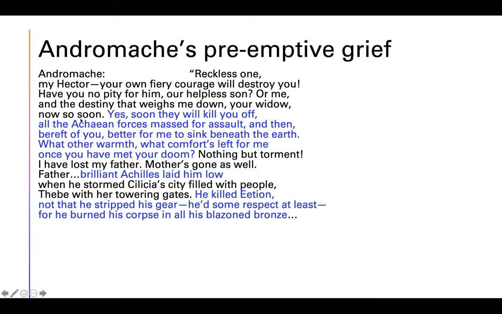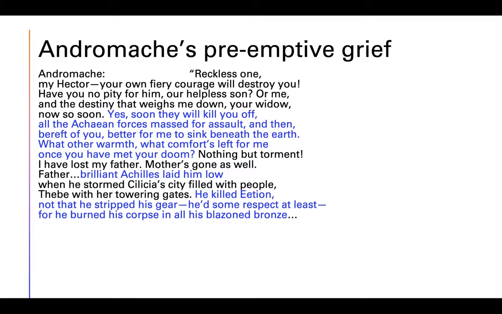Yes, soon they will kill you off, all the Achaean forces massed for assault, and then, bereft of you, better for me to sink beneath the earth. What other warmth, what comforts left for me once you have met your doom? Nothing but torment. I have lost my father. Mother's gone as well. Father, brilliant Achilles laid him low when he stormed Cilicia's city filled with people, Thebe with her towering gates. He, Achilles, killed Aetion. Not that he stripped his gear, he'd some respect at least, for he burned his corpse in all the blazoned bronze.